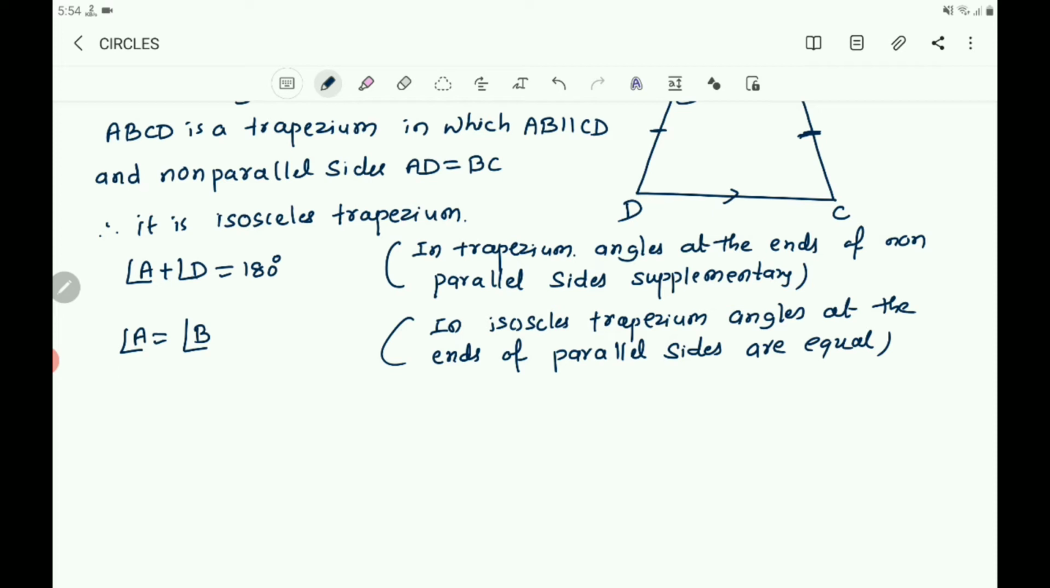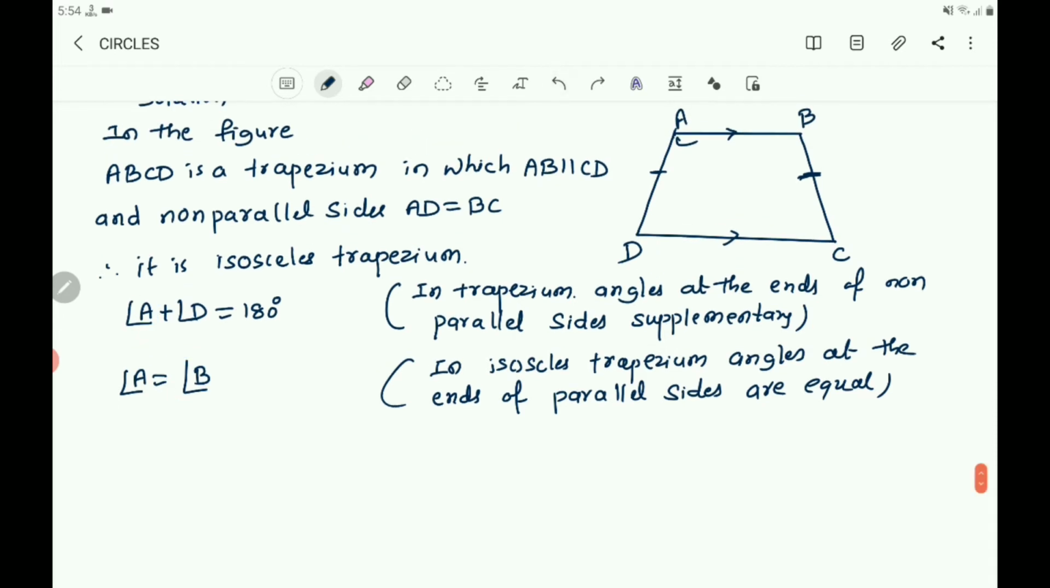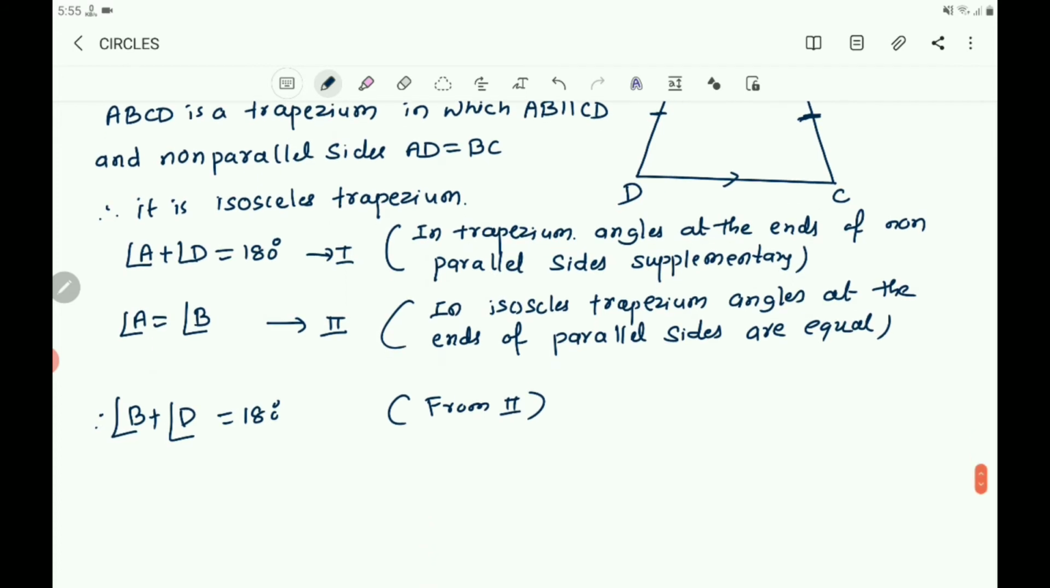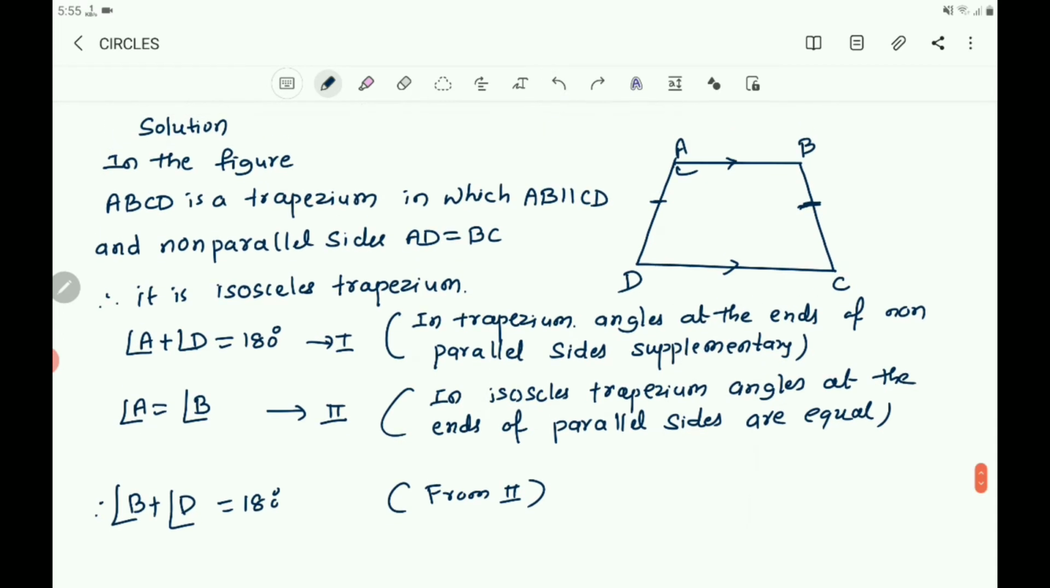Then in the place of A you write B. Therefore you can take angle B plus, this is second, this is first. Angle B plus angle D equals 180 degree, that is from second. Here you substituted in the place of A, you wrote B. So angle B plus angle D is equal to 180 degree.